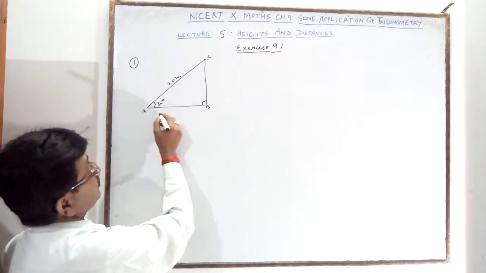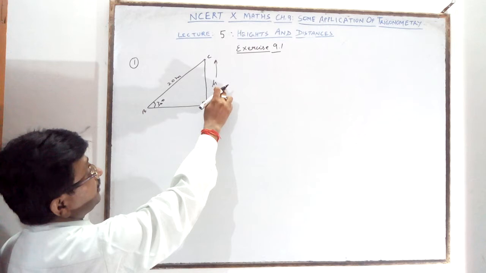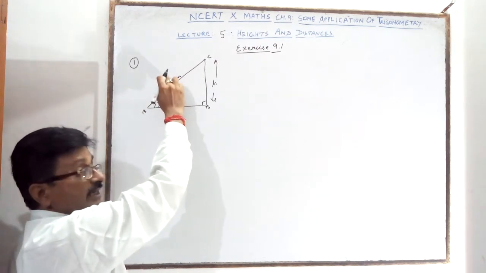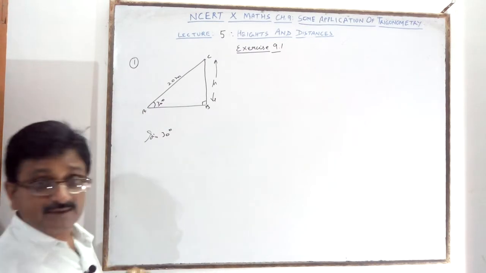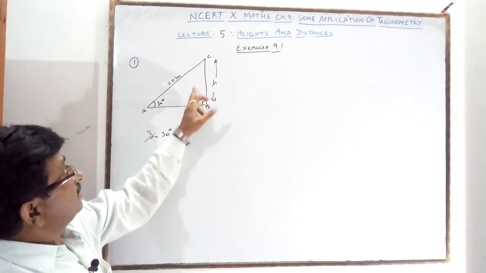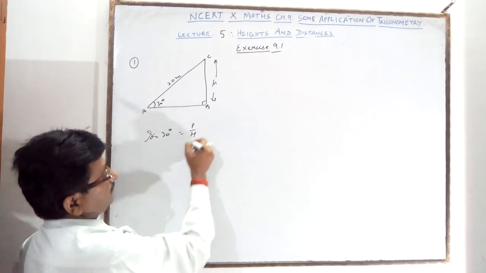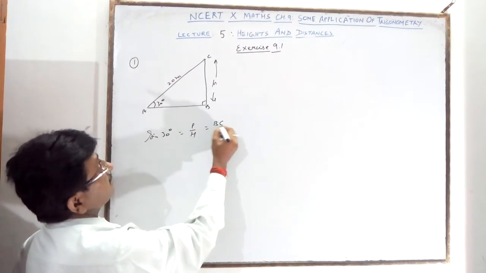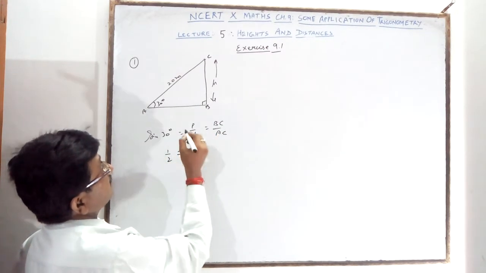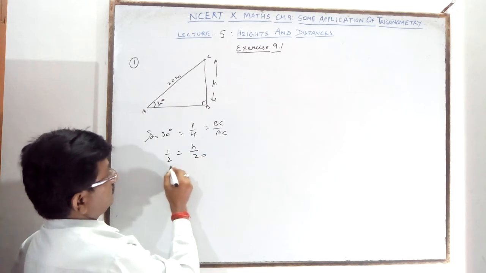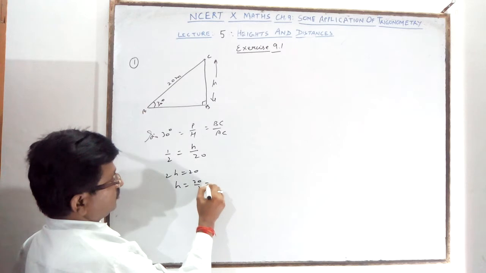So here you want to find this. What is given in the right triangle? The perpendicular and the hypotenuse are given. You apply sine. Which trigonometric ratio you apply depends on the given values and the angle. Sine 30 is equal to perpendicular upon hypotenuse, that is BC upon AC. So sine 30 is 1 by 2, BC is H and AC is 20. Therefore 2H is equal to 20, then H will be 20 by 2, which is 10.